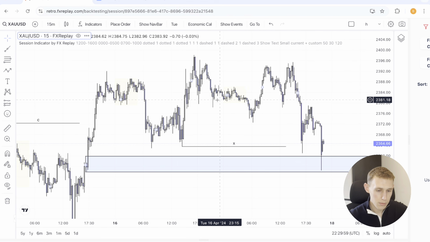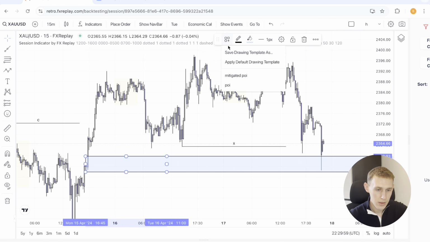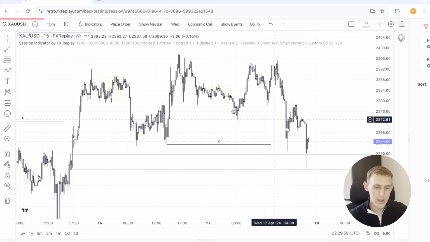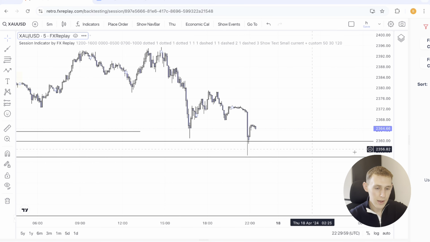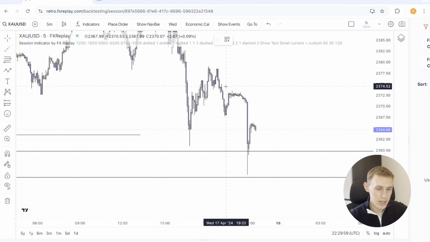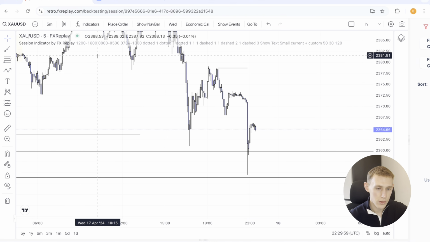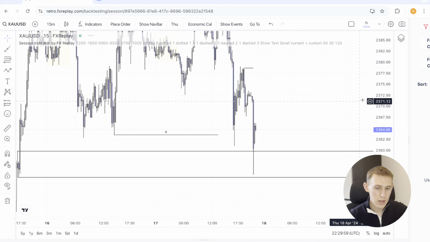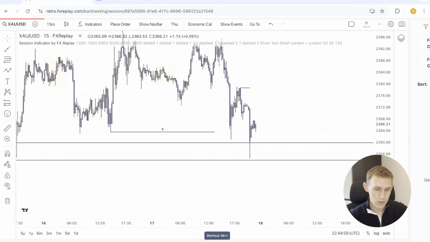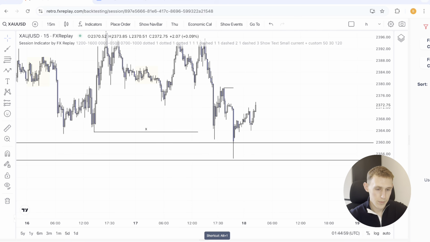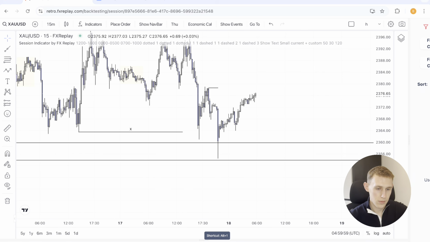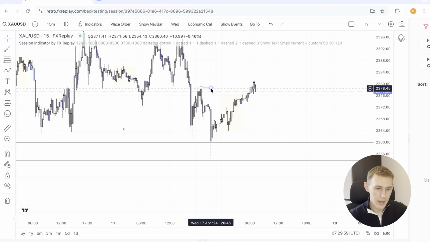Right, there we go. So price is now tapped into that demand, right? It re-grabbed this previous low. If we're looking at the M5 structure, we need to currently see price break this high before the trade is confirmed. So let's see if that happens. There we go. So that is exactly what I was waiting for.